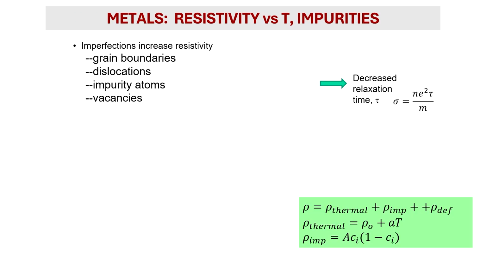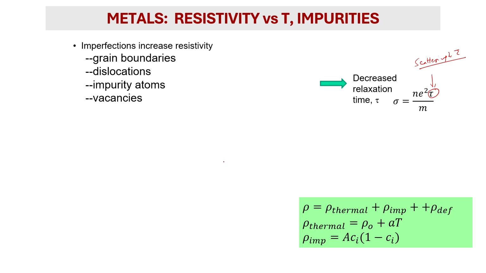The thing about metals is that their resistivity increases with defects. So, if you increase the grain boundary concentration, dislocation content, impurity concentration, vacancies, all of these factors lead to an increase in resistivity, and that is because these entities called defects lead to a decrease in the relaxation time because of scattering. They cause scattering, and this scattering reduces the relaxation time. As a result, conductivity goes down, or in other words, resistivity goes up.